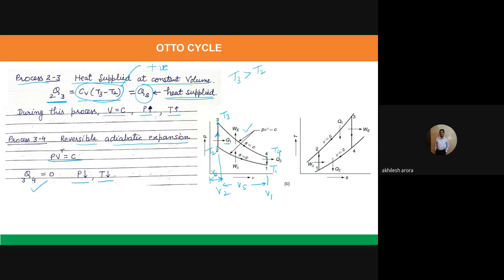Let us proceed to the last process. And during this process, basically the expansion is taking place. So it's a sort of power stroke for us. From 2 to 3, it was heat supply. During 3 to 4, it's a sort of power stroke for us, because we are getting the work output in this process. You can see it here. During the compression process from 1 to 2, we are compressing the air, so we need to supply the work. So it is written as WC. During the expansion process, it is written as WE. So we are getting the power output basically. Okay, so it's a sort of expansion stroke for us.